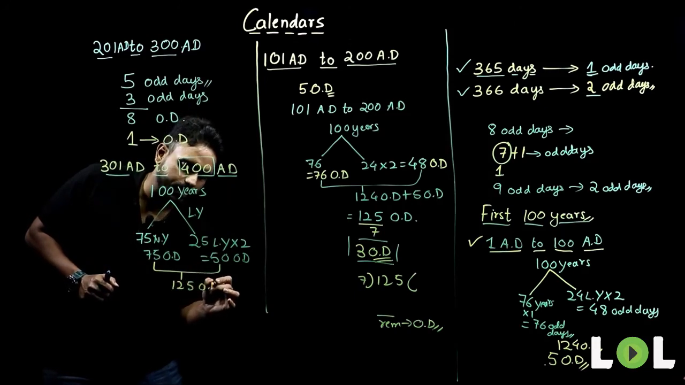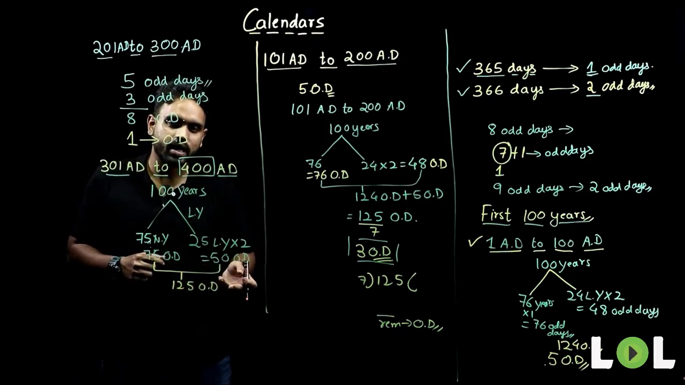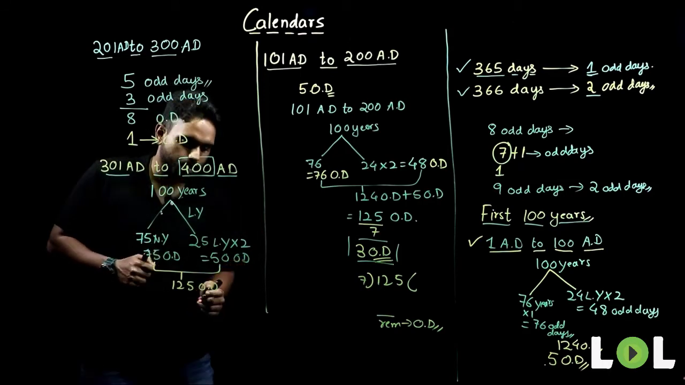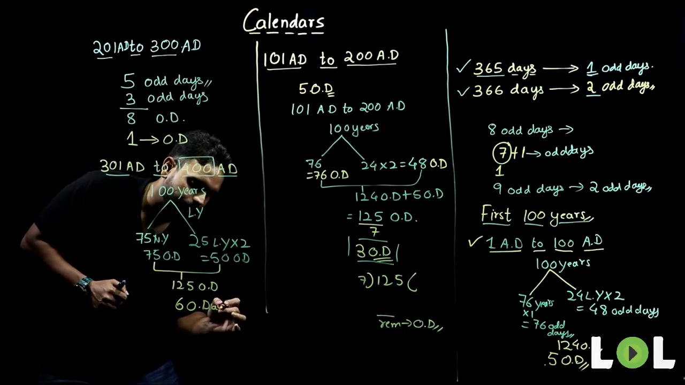125 odd days. Can the number of odd days be greater than 7? No. So how many odd days will I be left with? What about the remainder? That will be the number of odd days. So I'll have 6 odd days here.